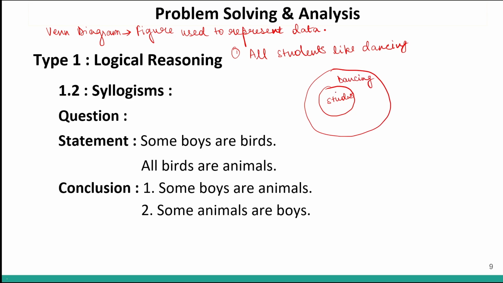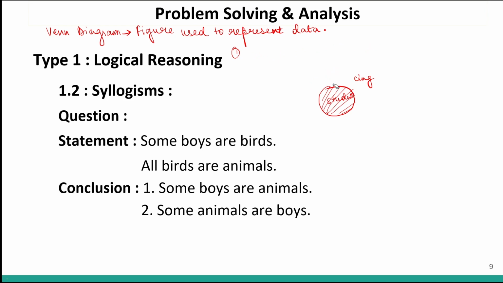How? Because see, there will be some people who dance but are not students, right? There could be artists who dance, there could be professionals who dance, there could be teachers who dance, you know. So dancing is a bigger area compared to a student. So there will be some students who would like, all students who like dancing. So students will be a subset of dancing. Clear? If I have to write, or let us understand this with a better example using A and B.